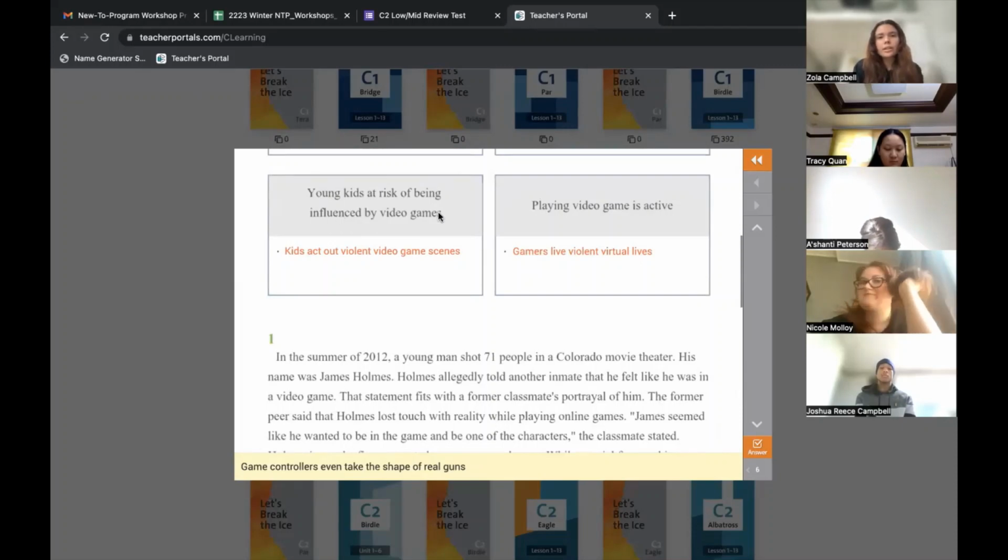Next one, young kids are at risk of being influenced by violent video games. Again, how are they at risk of being influenced? Why are they at risk of being influenced? And then you can start a discussion on that. So do you agree with this? Do you think young kids are more at risk than adults? So again, always building personal discussion off of this.